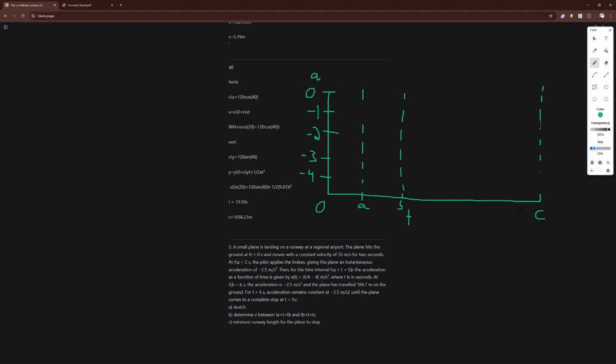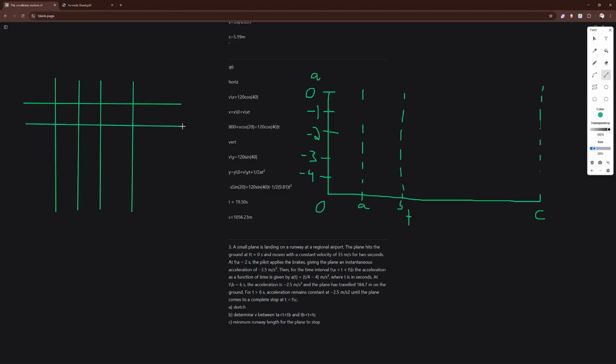So, part A, sketch the graph. Now, remember for that earlier question, I brought up a table method. We're going to do that again because it just makes things easier to keep track of. There are 4 times that are important: 0, A, B, and C. Okay, and then we need the acceleration, we need the velocity, we need the distance, just like so.